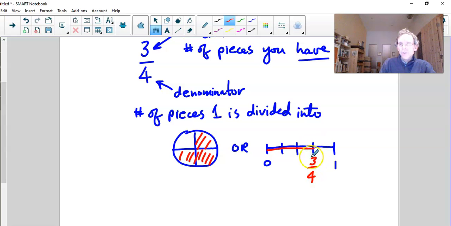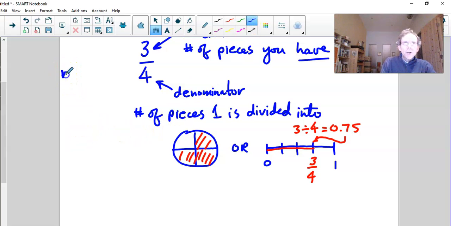This is the location 3/4 on the number line. If you take 3 and divide by 4 on a calculator, you might find you get 0.75. That's the decimal representation of this position on the number line. 0.75 and 3/4 are equal to each other. All right, let's talk about some terminology here.